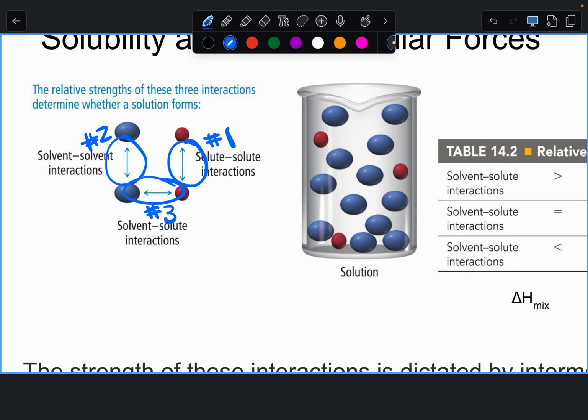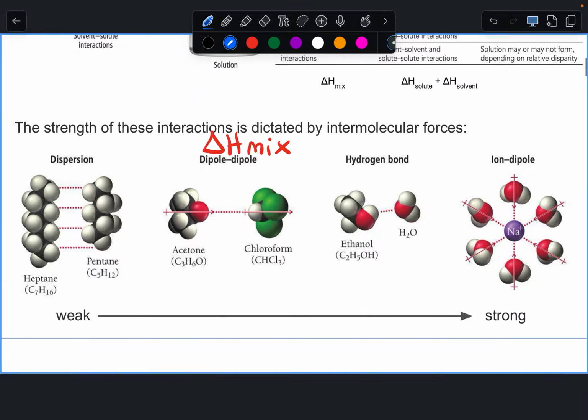So the example we gave of salt water, the interactions between the salt ions, that's really strong. The interaction between the water molecules, that's relatively strong too, right? Those are hydrogen bonds. It's the strongest when we're just talking about molecules. But the interaction between the solute and the solvent is this one, the ion-dipole. That's one of the strongest that we know.